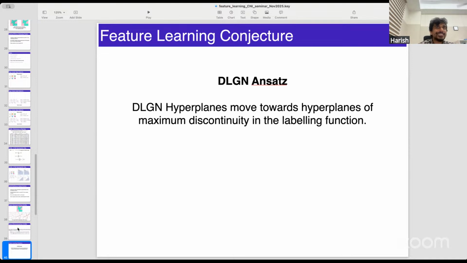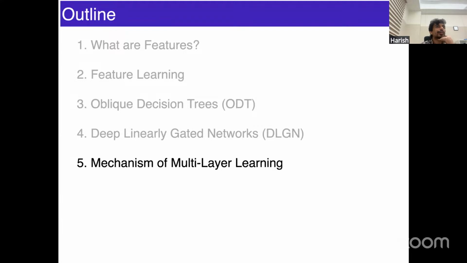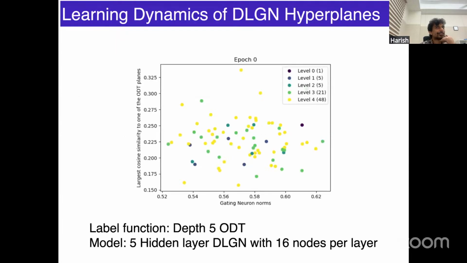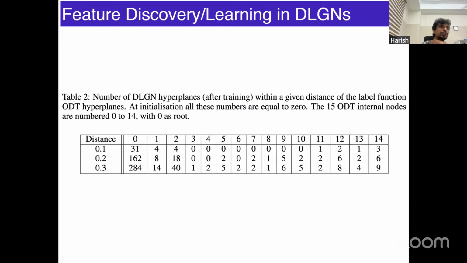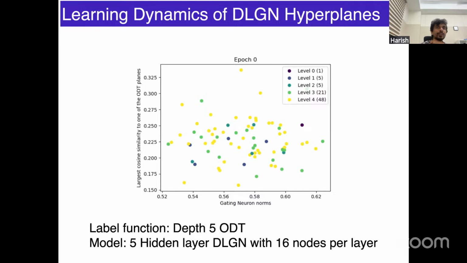So that's the DLGN feature learning conjecture. However, what is the mechanism by which this happens? That's really the core reason we even started doing this. And to do that, let's actually dig a bit deeper. This particular figure only tells you the result at the end of training. What happens during training? Let's take a simple setup.